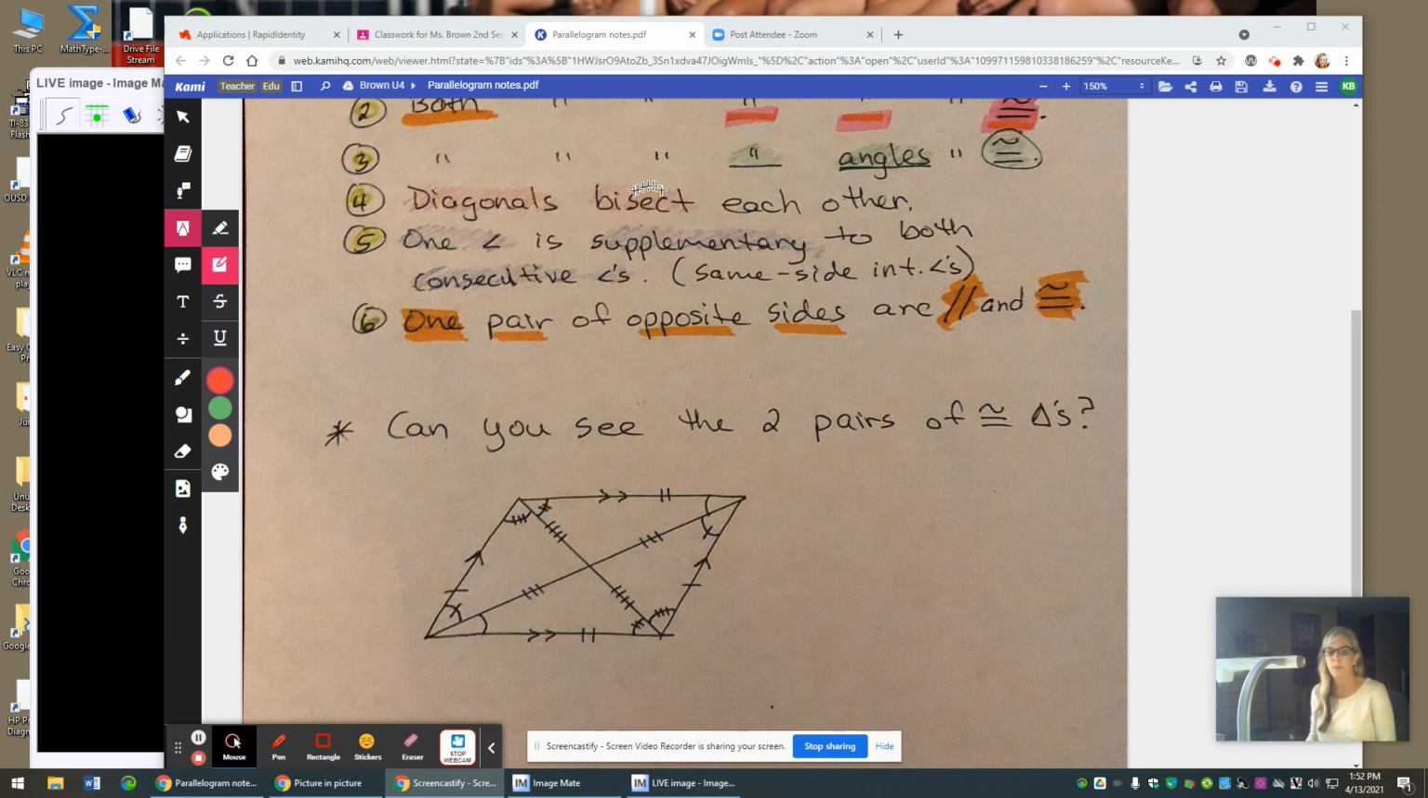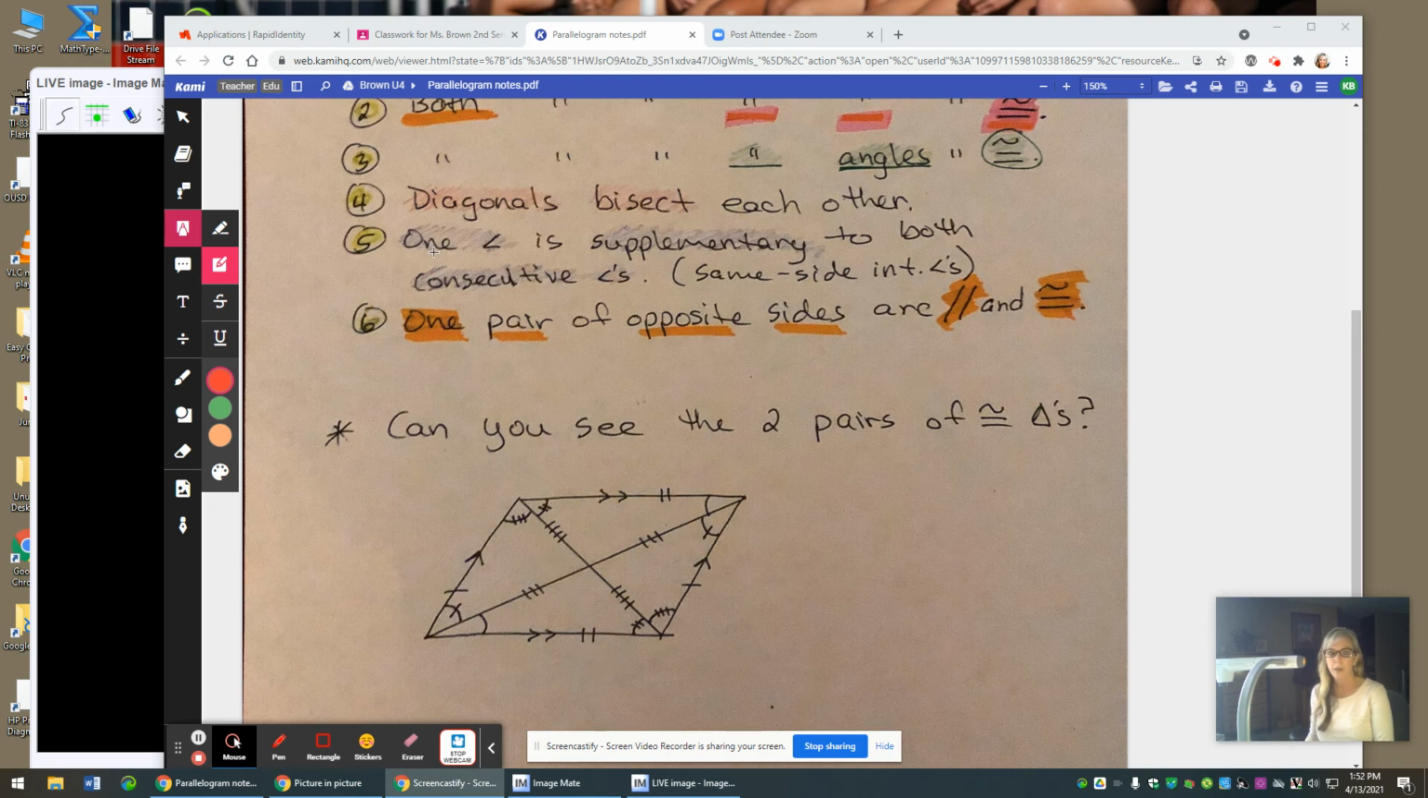If the diagonals bisect each other, and if I look at my diagram, I have 3 tick marks here, 3 hash marks here. If those hash marks match, that means this is equal to this, and that means it is being bisected. And the same here, we have 4 hash marks, another 4 hash marks. This one is also being bisected. So they're bisecting each other. If that's all I had, I could prove that this figure is a parallelogram.